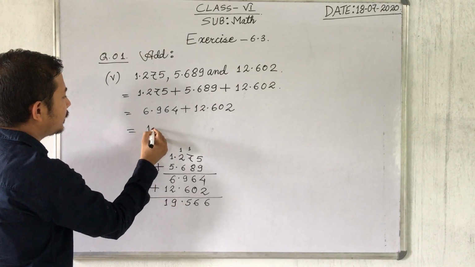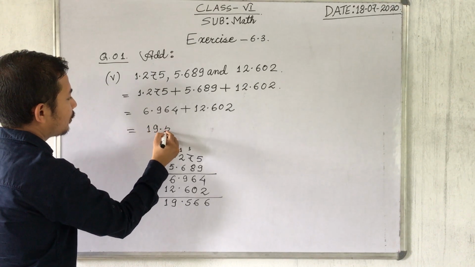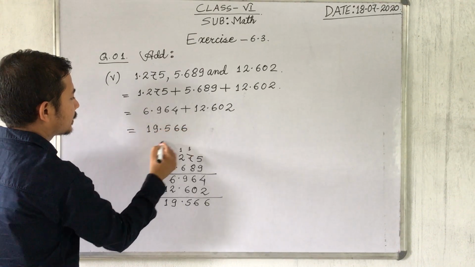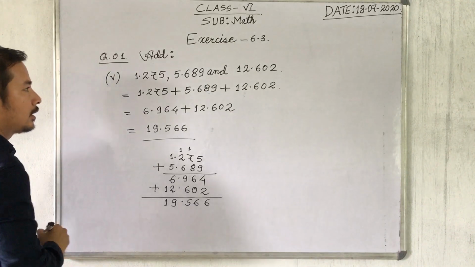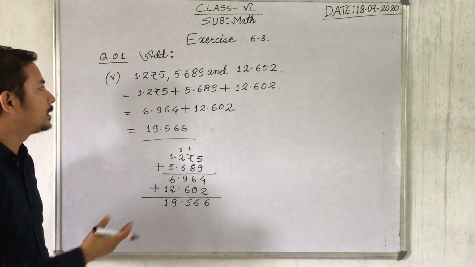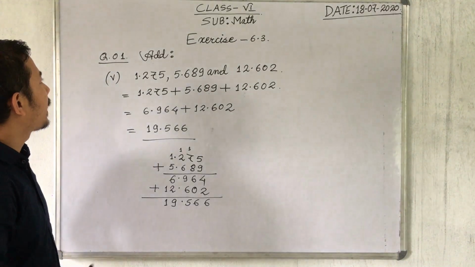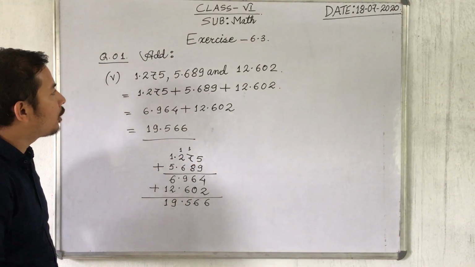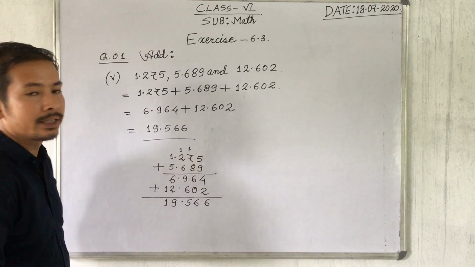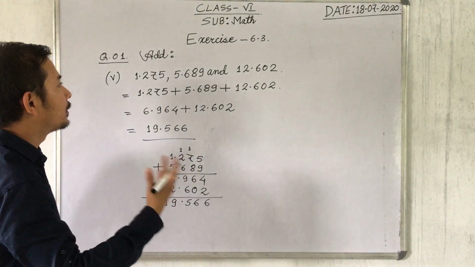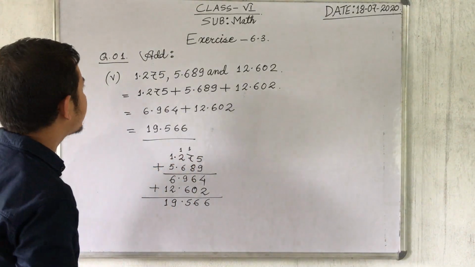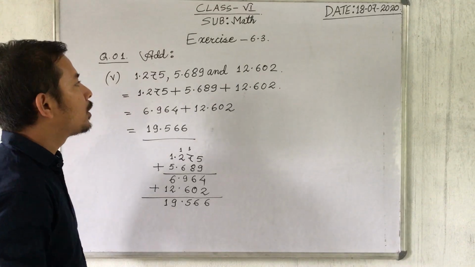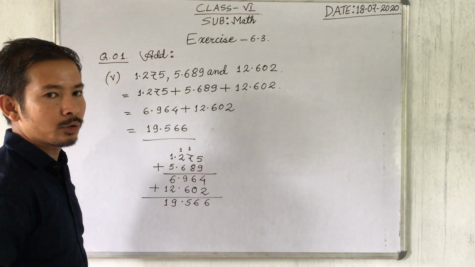So right here, 19.566. This is the way to do this kind of decimal additions. Okay, if 3 decimal places are given, that time you have to do this way, and if there are 2 decimal places as given in questions number 1 and 2, that time you have to do like this. Understood?